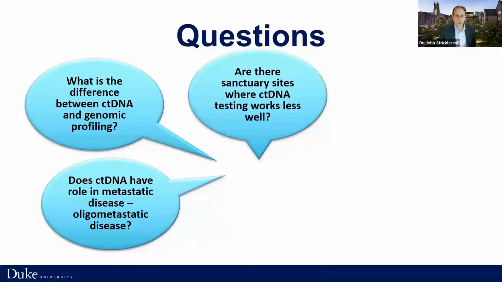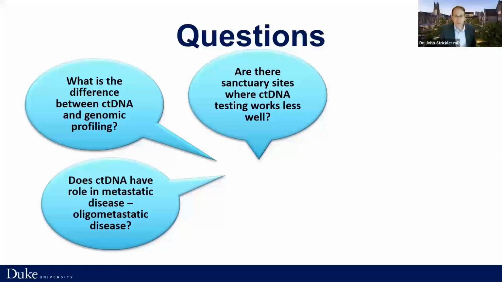Next question, are there sanctuary sites where circulating tumor DNA testing works less well? This is a really outstanding question, so I want to spend a little bit of time on this. Circulating tumor DNA is secreted into the bloodstream, and there are certain compartments of the body that are notorious for having high levels of secretion into the bloodstream, and other parts of the body that are notorious for having low levels of excretion into the bloodstream. So the two parts of the body where you see the highest levels of circulating tumor DNA would be liver metastases and lymph node metastases.